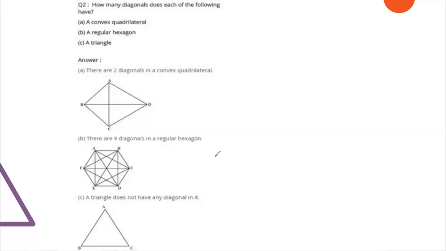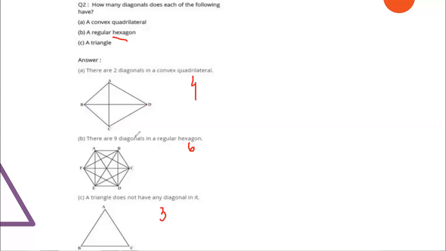Alright guys, I hope this was quite clear. Let's move on to a rectangular hexagon. What do you mean by a hexagon? It is quite simple, guys. A hexagon is nothing but a shape which contains 6 sides. A quadrilateral has 4 sides, a hexagon has 6 sides, and a triangle has 3 sides.